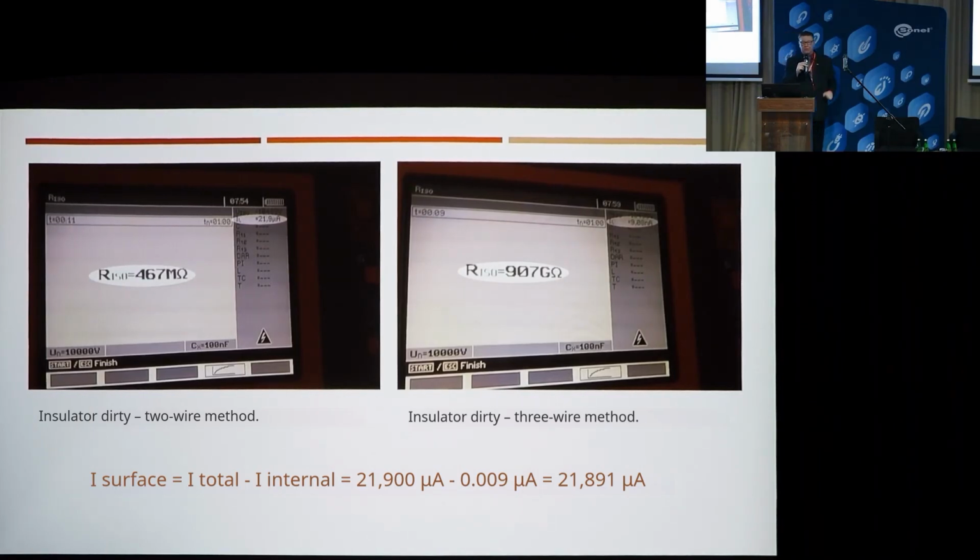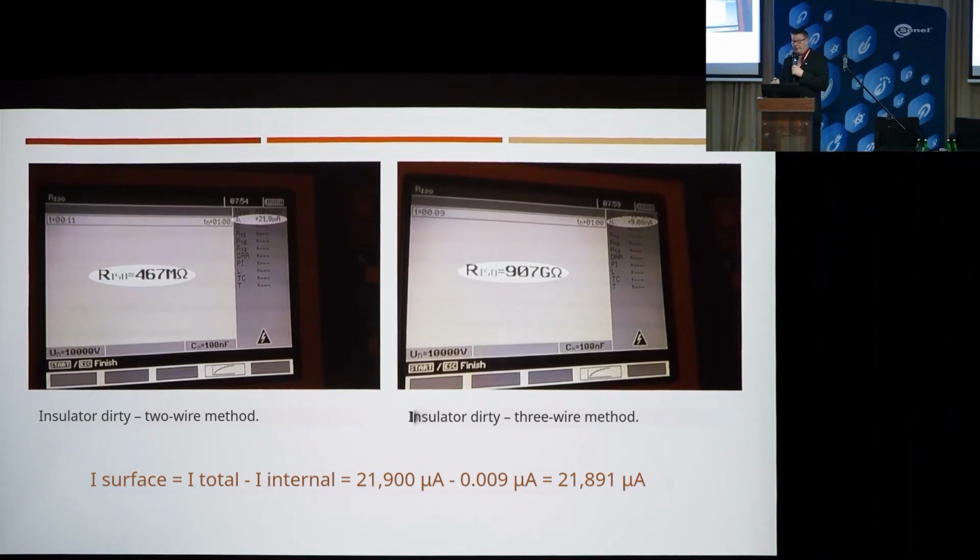So please look at the bottom. There's a calculation here. Which current we want to measure and which one is interfering with us. We want to measure 9 nanoamperes. And 21 microamperes is interfering with it. So a much larger current will flow over the surface than through the insulator.